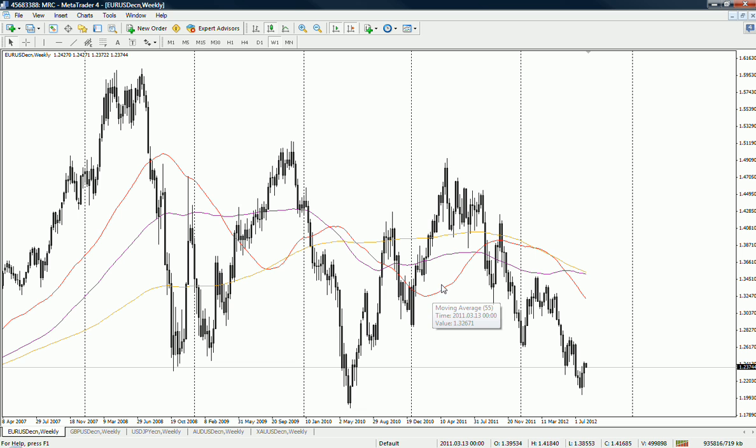For very new followers, do have 3 moving averages on each of these charts. The red one is a 55 simple moving average, the purple is a 100 simple moving average, and the gold is a 200 simple moving average.